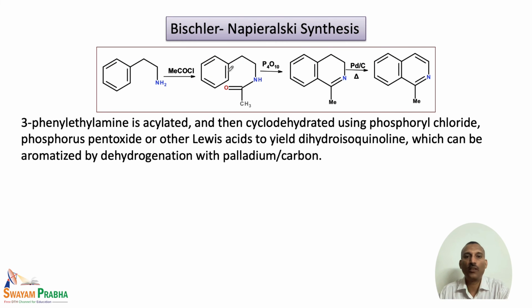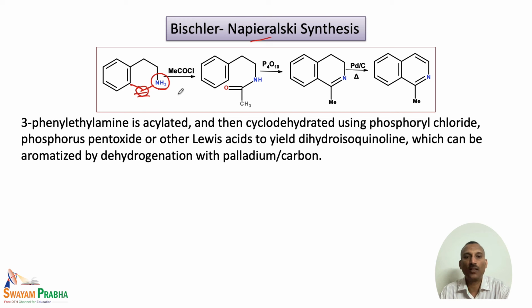The next one is the Bischler-Napieralski reaction. In this reaction we start with the β-phenylethylamine. This is our starting material, and if you look at the structure of isoquinoline and this compound, especially the β-phenylethylamine, we are just missing one carbon unit. If it is connected, then we end up with the final product. So, how do we do that?